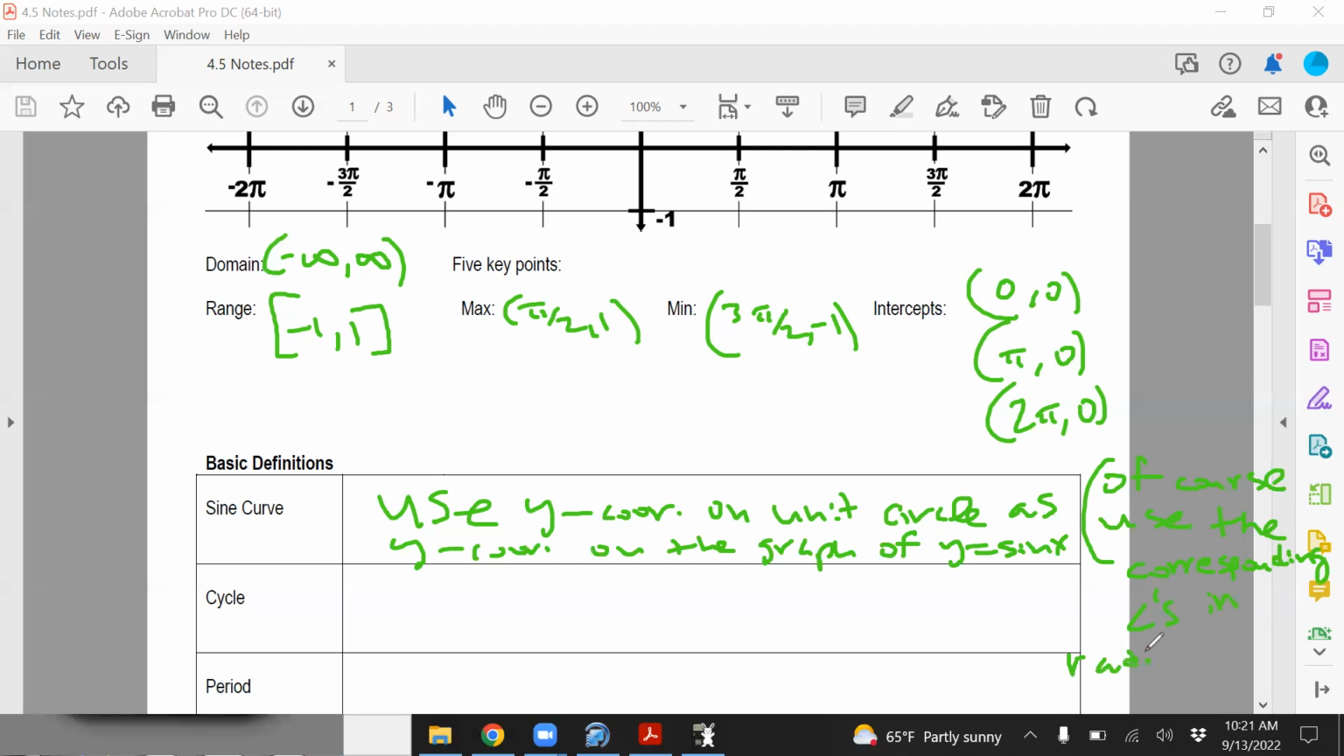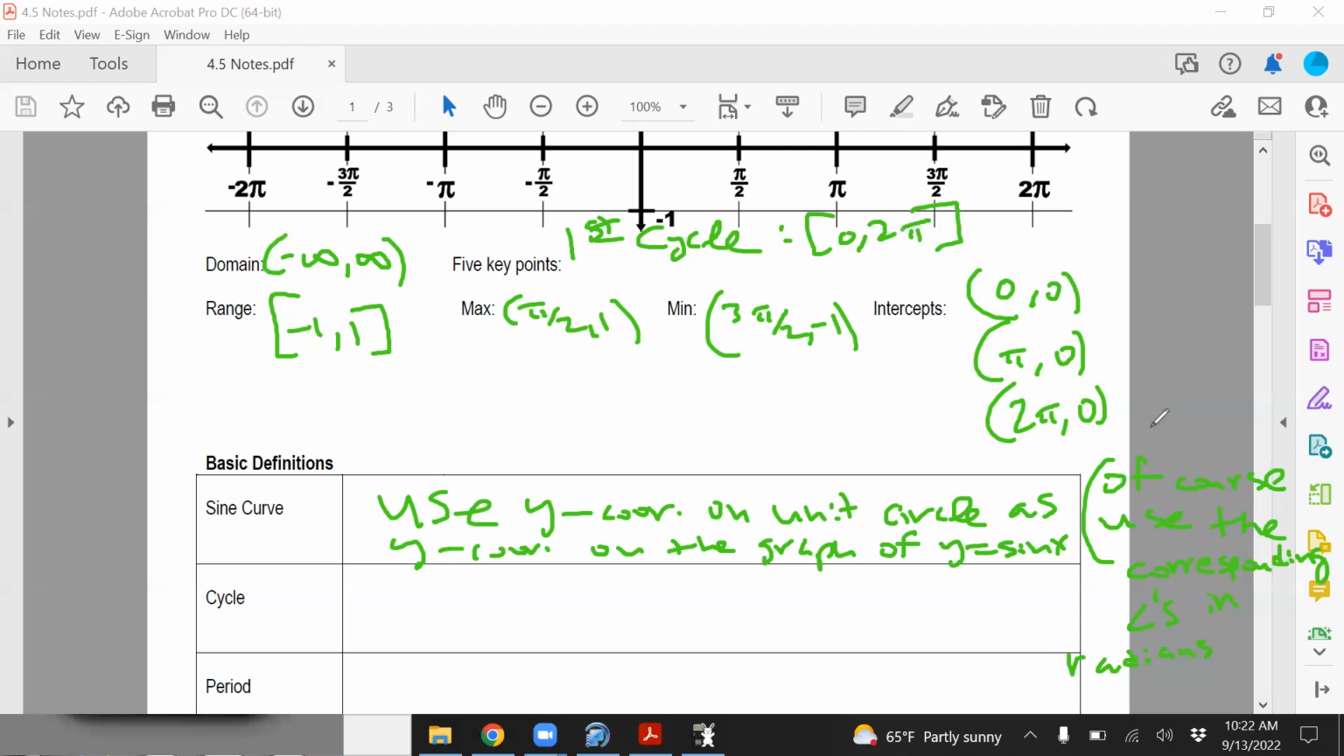Wait, why is the minimum... why does it have to be higher? Because the low point's -1 there for y. But there's also a low point of 1 to -5. Yeah, we're just looking at the first cycle, from 0 to 2 pi. Oh, okay.